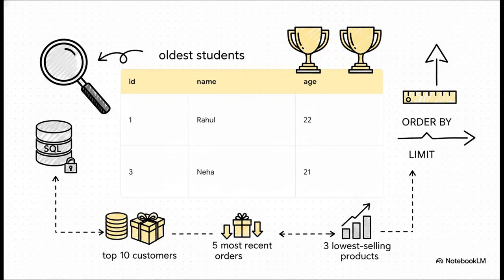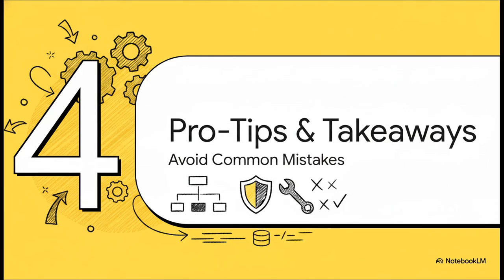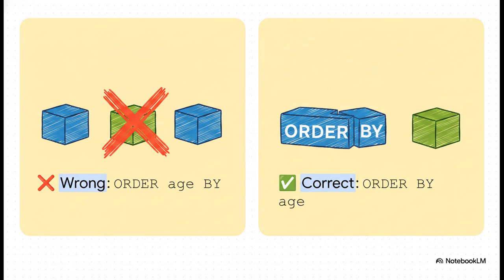I mean, this is it. This is the fundamental technique you'd use to find your top 10 customers, your 5 most recent orders, or your 3 lowest selling products. All right, before we wrap this up, let's go over just a couple of crucial pro tips. These are going to make sure you use these commands like an expert and, more importantly, avoid some really common mistakes.